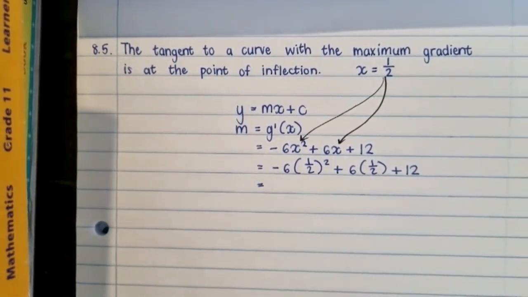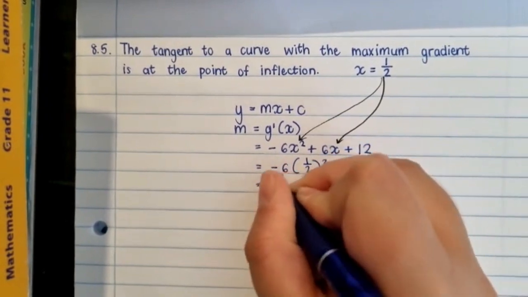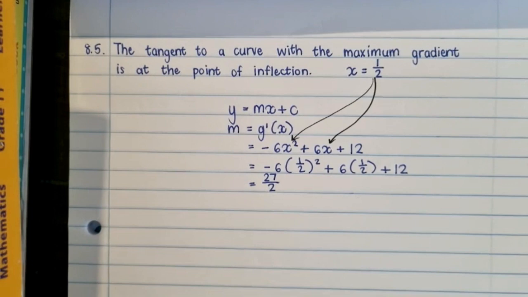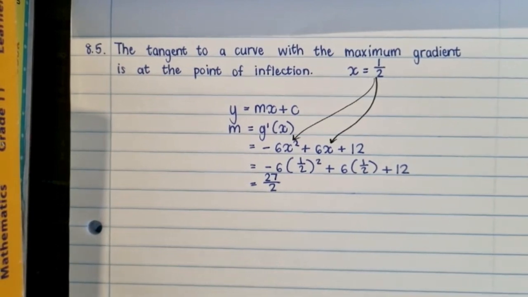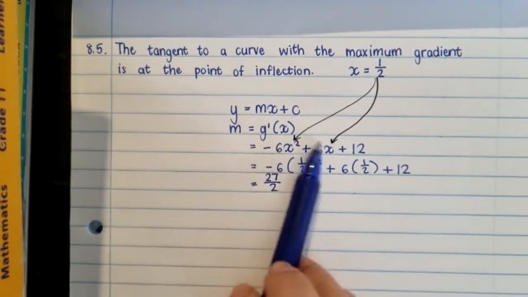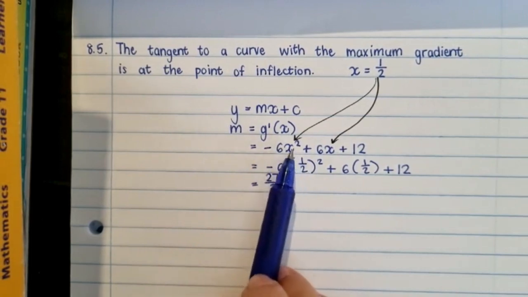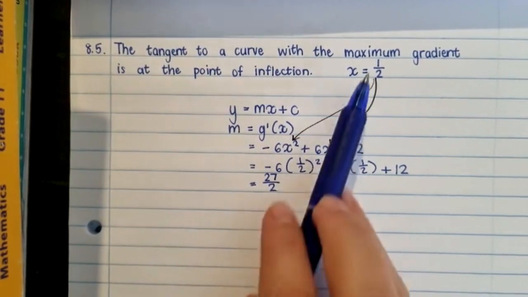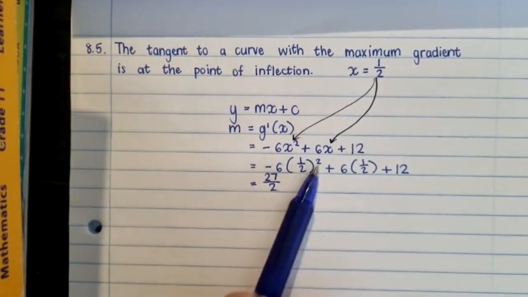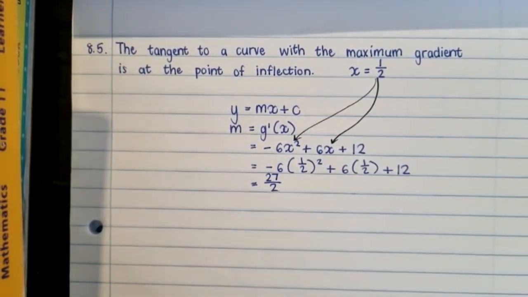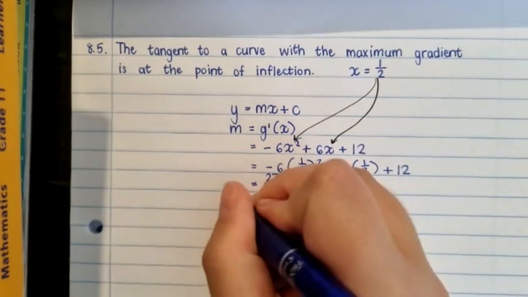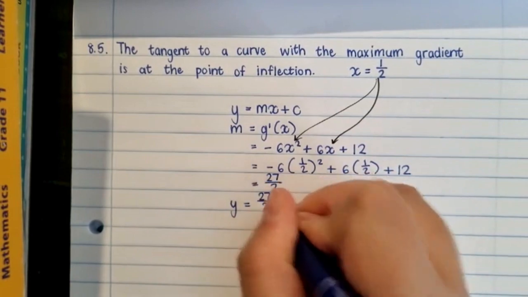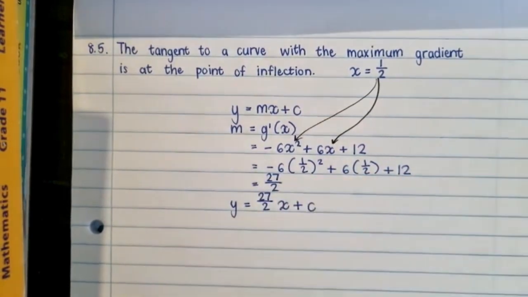Plus 12. So that is 27 over 2. All right, that is the gradient of the tangent. You're not going to factorize this, because this is supposed to give you the gradient. We know that x is a half, so we're just going to substitute it into this, and then the gradient is 27 over 2. So that means that our equation is something like this, 27 over 2x plus c.